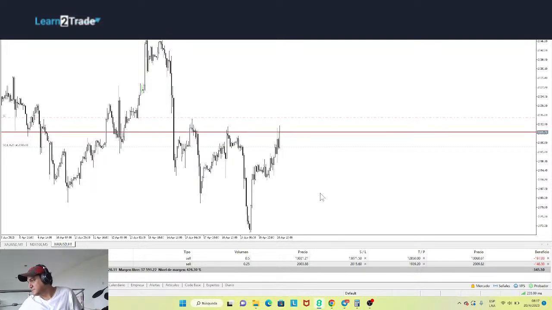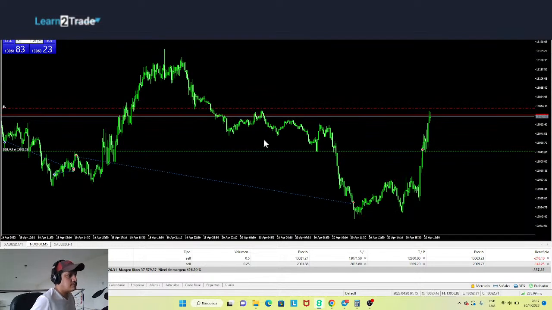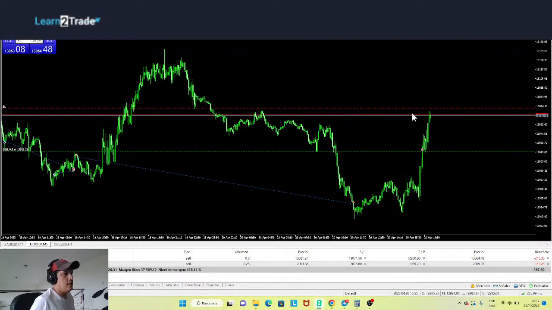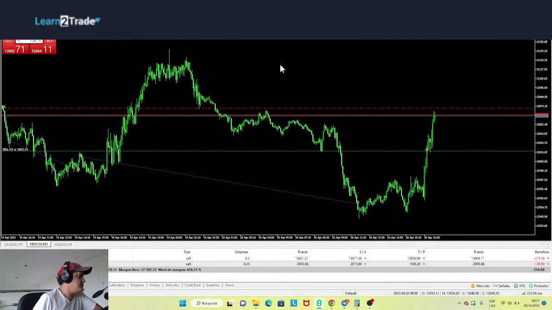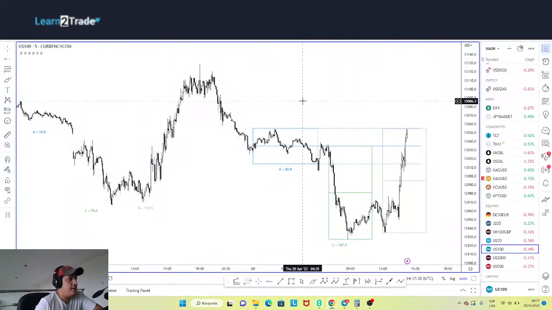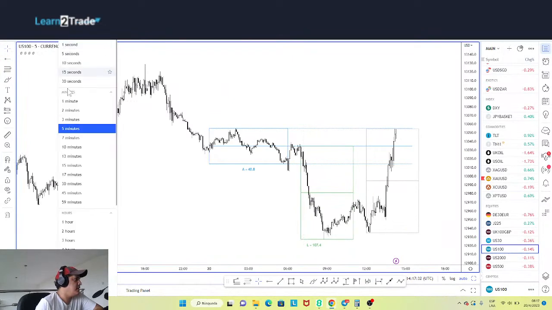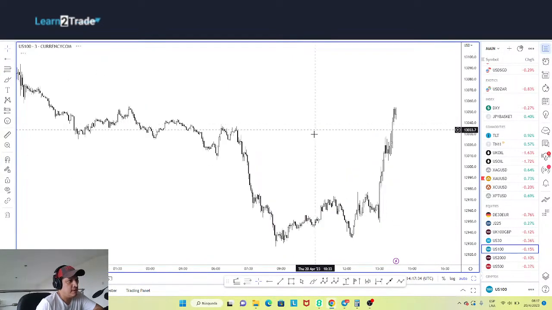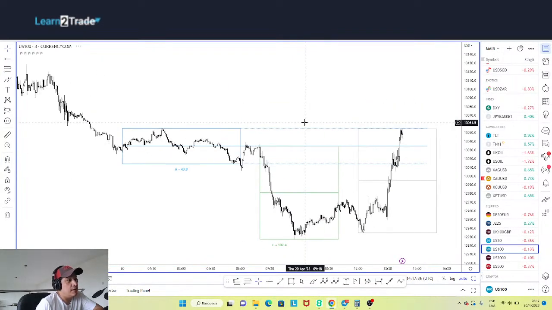Hola, Bimba. Woo! This is going to pop. This is really just going to pop. I'm going to show you the actual setup that I should have traded. This is just disgusting. But you know what?